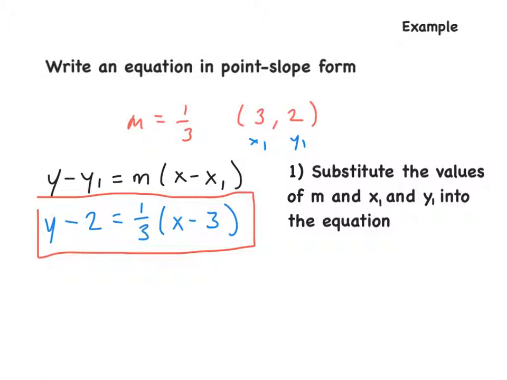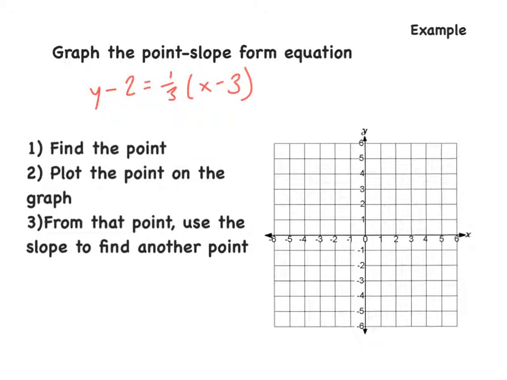They're either going to give you the slope and a point, or they might give you 2 points. If they give you 2 points, then you have to find the slope, then pick one of the points and just use it as the x1 and the y1. So remember, it's y minus y1 is equal to m times the quantity of x minus x1.